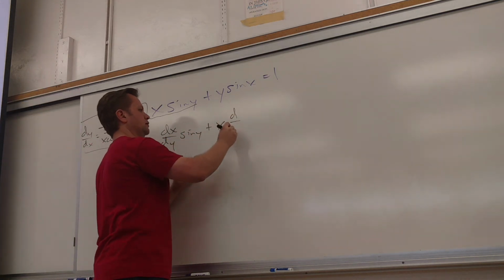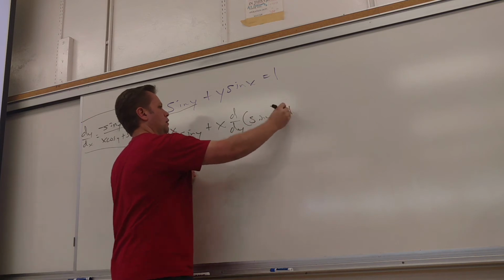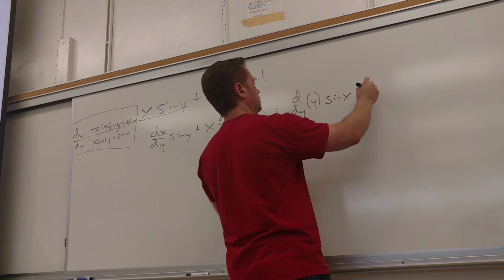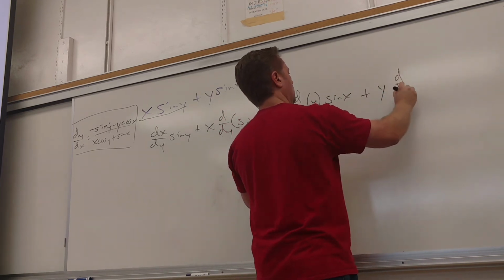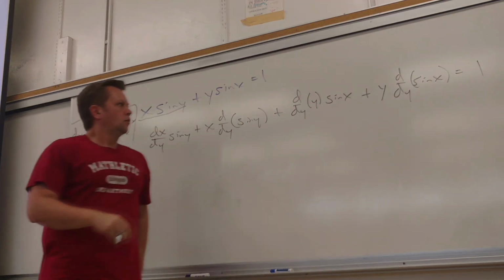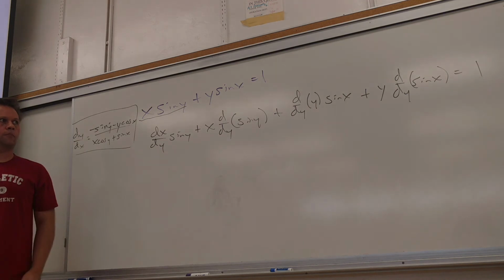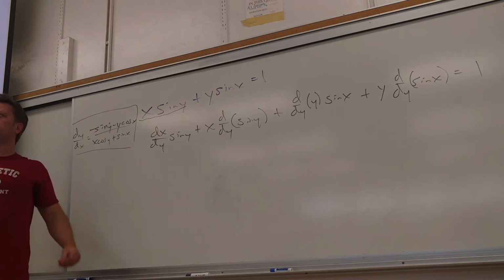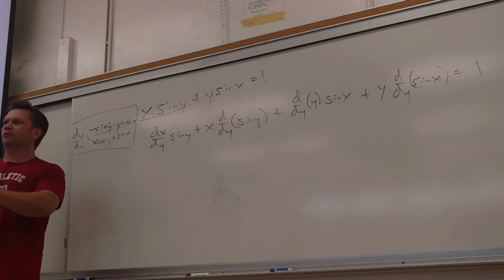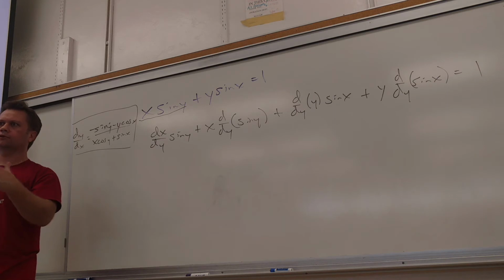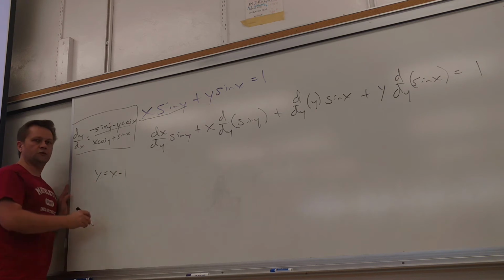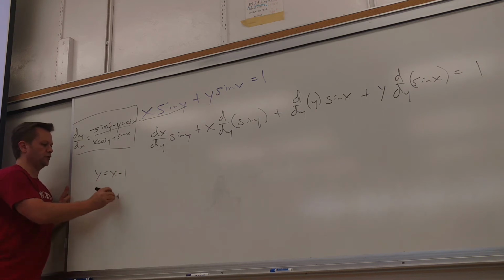Let me write it like this. I'm going to write out the rule. So now, what is my implicitly defined function? Before it was y is a function of x. Now it's, of course, x is a function of y. And you can always, if I have y equals x minus 1, that's y is a function of x. x equals y plus 1, that's x is a function of y.